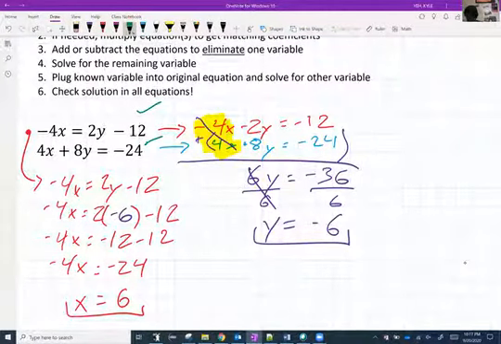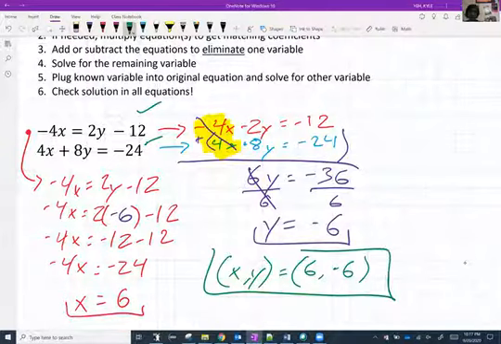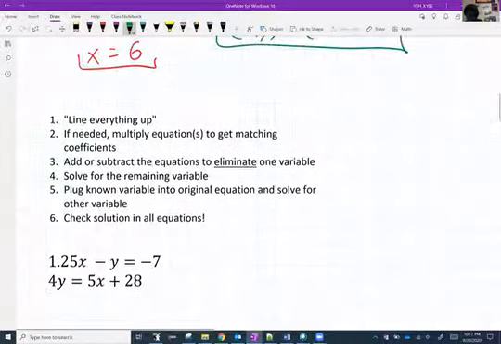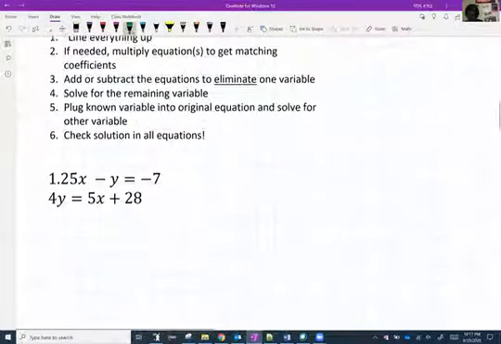So I'm going to say x comma y equals 6 comma negative 6. Box it up, because we checked it, we know it's correct. So this is what elimination looks like. We're going to add or subtract equations together to eliminate one of the variables. In this problem, we eliminated x, but we could have eliminated y. And then solve for y, plug it in to find x, check your answer. Let's look at another one. I'll keep the checklist on the screen for now.